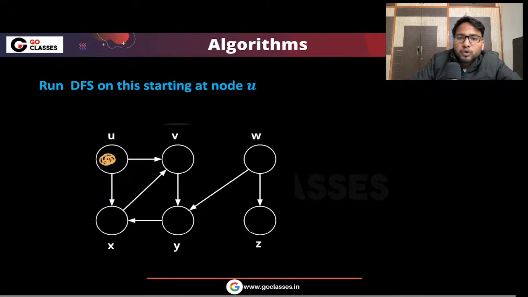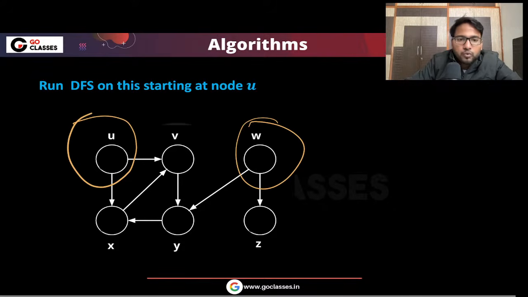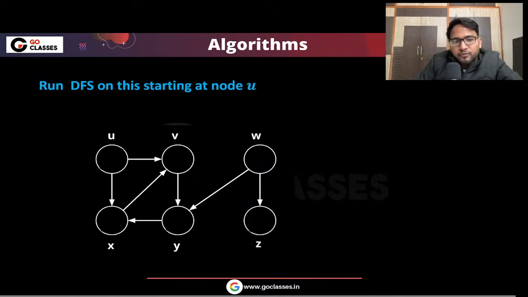Or if you are starting at W, then there is no way that you can reach this U. So it may be possible. For example, if I run the DFS here, let's suppose this is 1, and let's suppose this is 2, and I'm going here. So let's suppose this is 3, and this is 4.